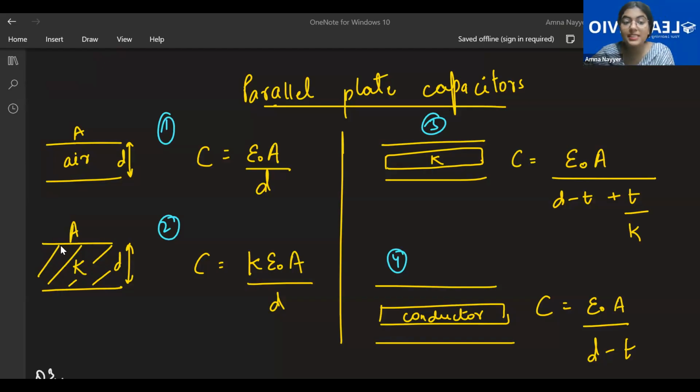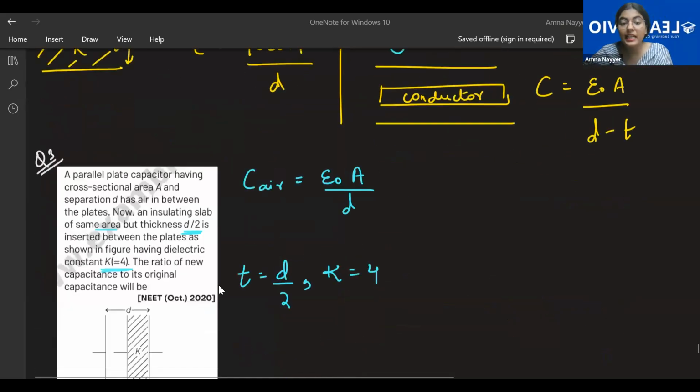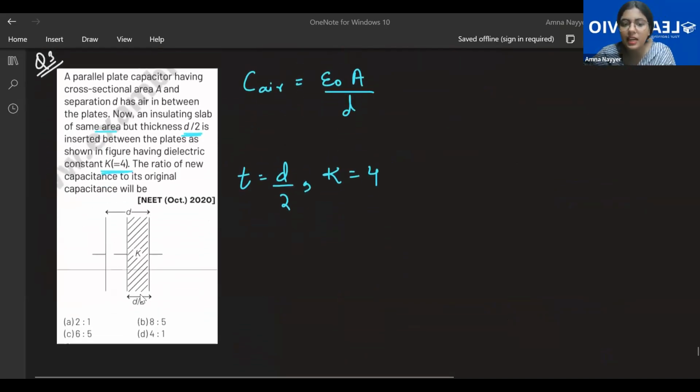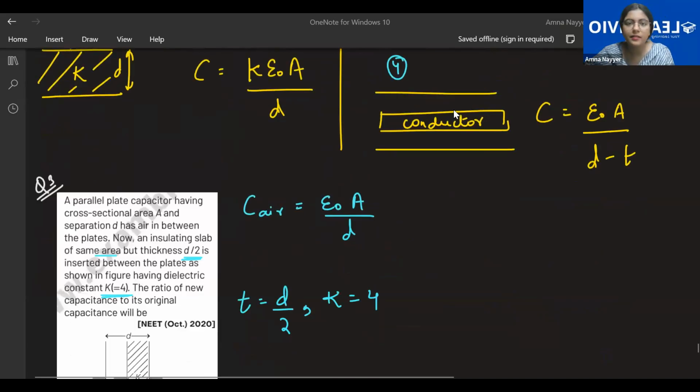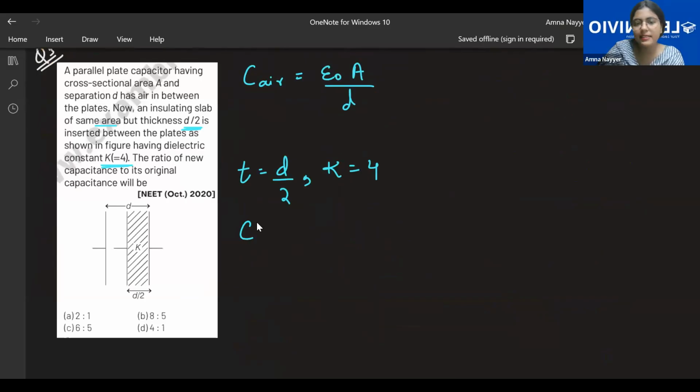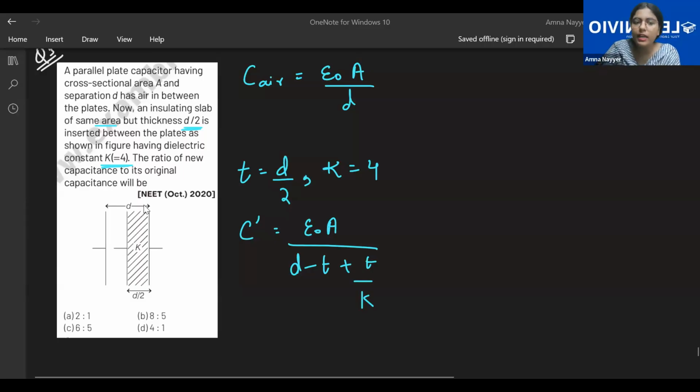Second, no. This is completely filled. Look, the figure is also given. It is partially filled, class. How can you say this is completely filled? This is the partially filled case. Yes, the third one. So let's say this is C dash, epsilon naught A by D minus T plus T by K, where all the details are present. No problem, Jasleen. It's just that this is the partial one. When it was completely filled, then that formula would have been correct.